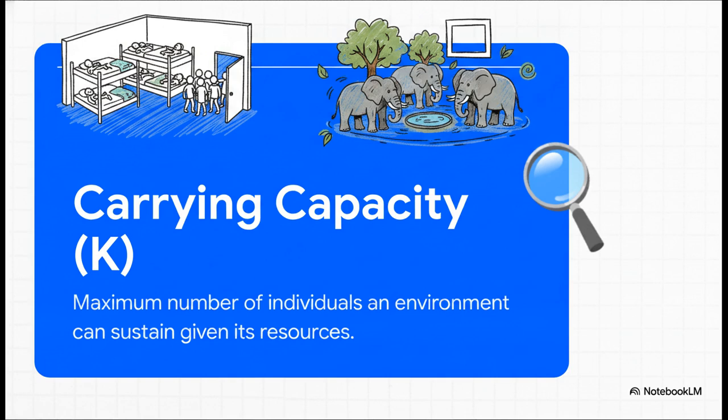Think of it like a bedroom in your house. If a bedroom only has enough physical space for 10 beds, you can only comfortably fit 10 people in it. If an 11th person walks in, someone else has to leave or everybody suffers. Nature works the exact same way. A specific jungle might only have enough food to sustain exactly 100 elephants. That 100 is the carrying capacity. Nature always sets a hard limit on growth.